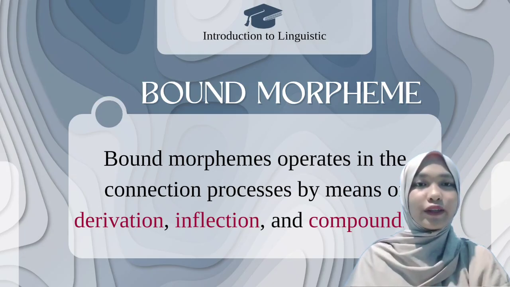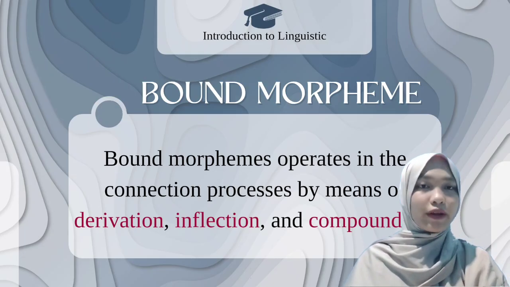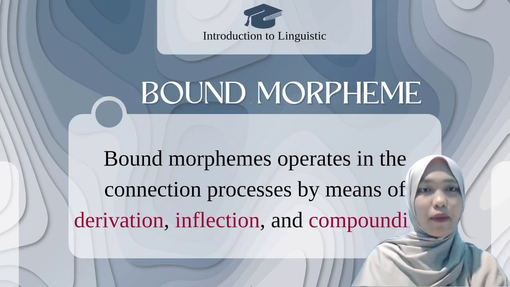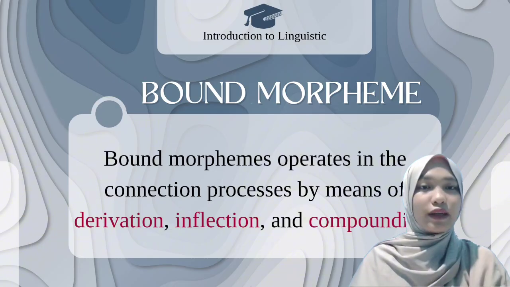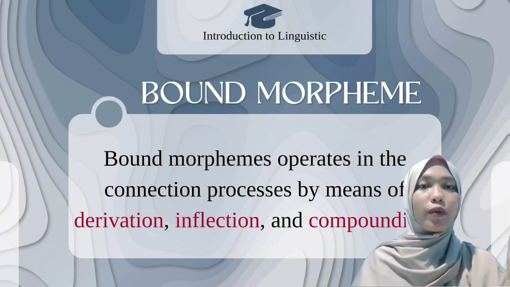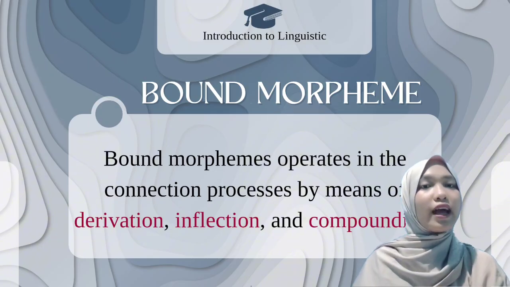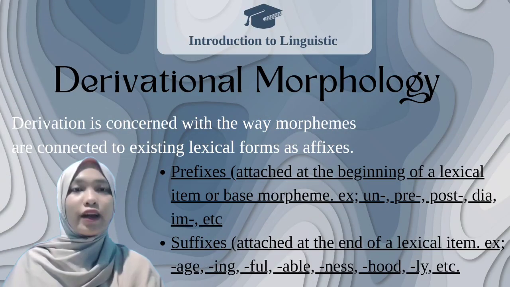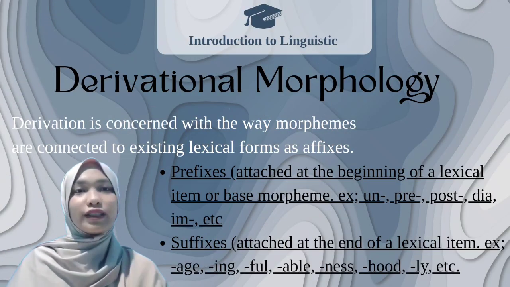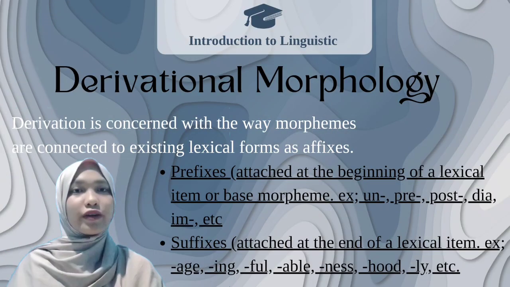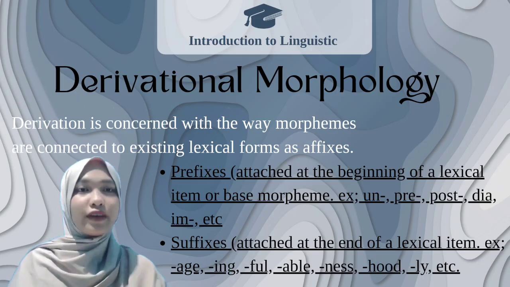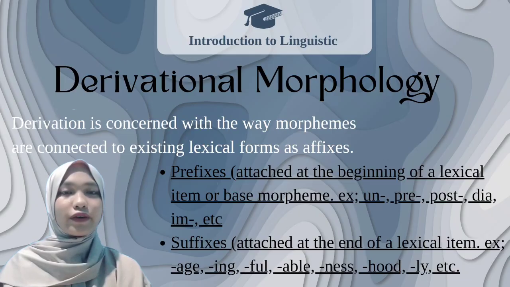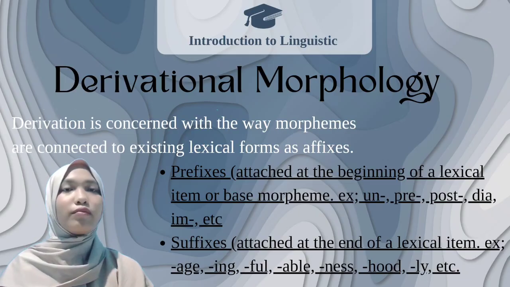Now, we're going to discuss bound morphemes. Bound morphemes operate in connection processes by means of derivation, inflection, and compounding. So, let's discuss one by one derivation, inflection, and compounding. Derivational morphology is concerned with the way morphemes are connected to existing lexical forms as affixes.